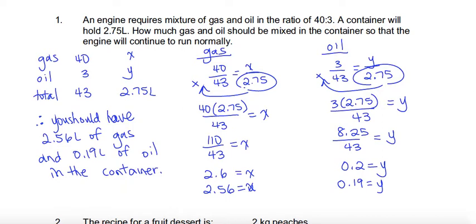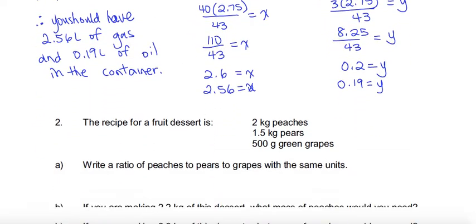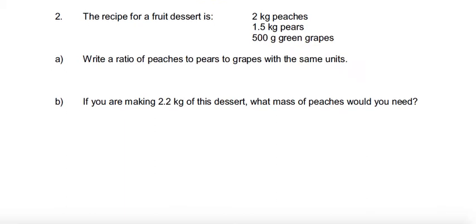So we'll do one more example, taking a look at this concept of parts versus the whole. Here we have a recipe for a fruit dessert. The fruit dessert contains 2 kilograms of peaches, 1.5 kilograms of pears, and 500 grams of green grapes. So the first thing I want to do is convert all of these items so that they have the same unit. In this case, I'm going to convert everything to kilograms because if I look at part D, my total amount is in kilograms.